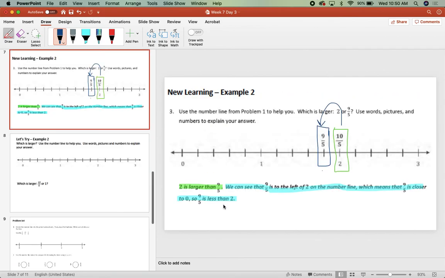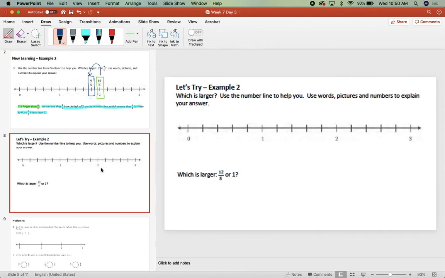Pretty simple. All right. Here's our next example. Let's see. It says, use the number line to help you. Which is larger, 12/5 or 1? Well, we need to kind of label our number line here. So we know they cut this into fifths because that's what we're comparing.